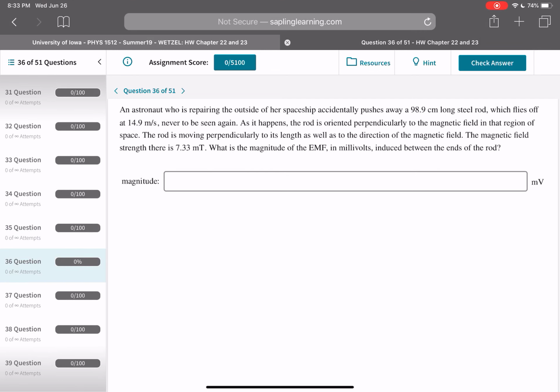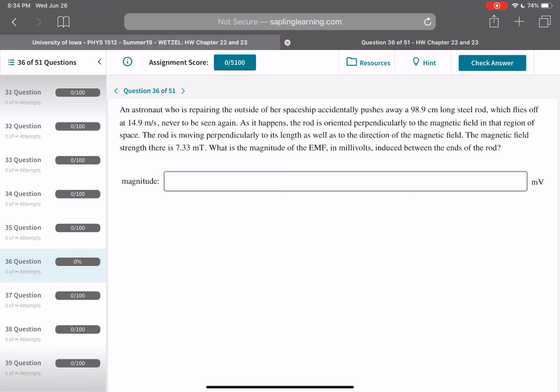Okay, an astronaut repairing the outside of her ship accidentally pushes away a long steel rod, which flies off, never to be seen again. The rod is oriented perpendicular to the magnetic field in that region of space. The rod is moving perpendicular to its length as well as to the direction of the magnetic field. Magnetic field strength is 7.33 millitesla. What is the magnitude of the EMF in millivolts induced between the ends of the rod?